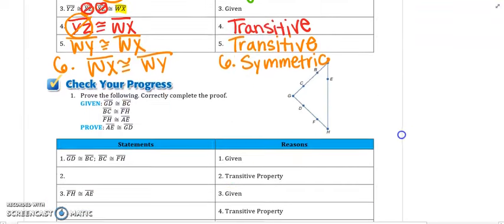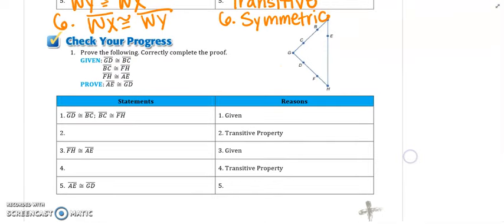Okay, good. Now, I want you to pause right here, fill in this, check your progress, mark your givens, fill in all the steps and then this last reason, and then start it back up to check your answers.